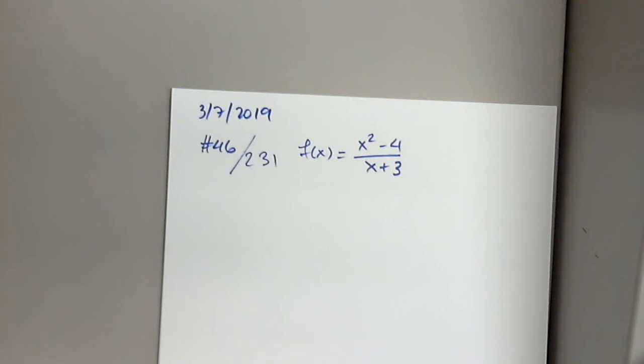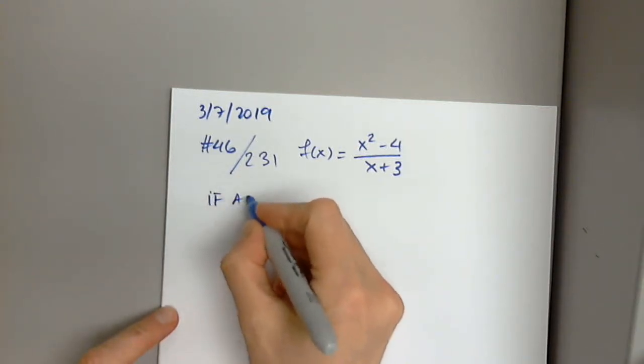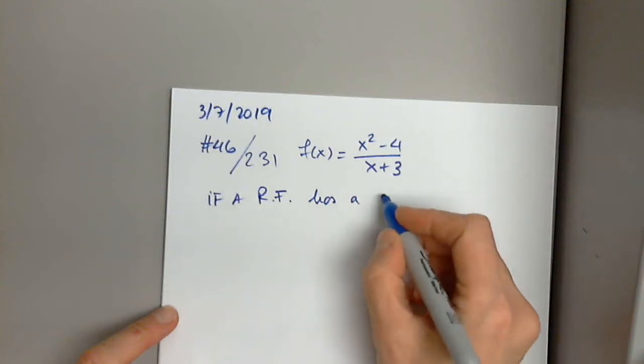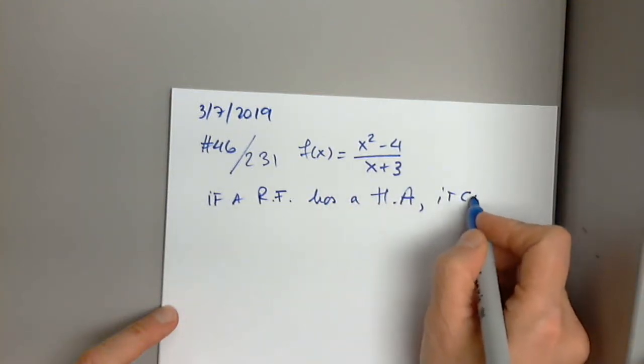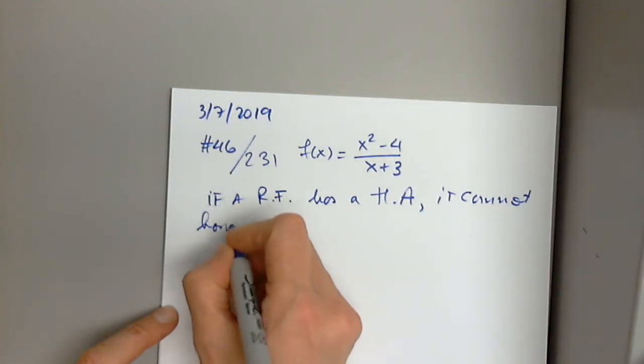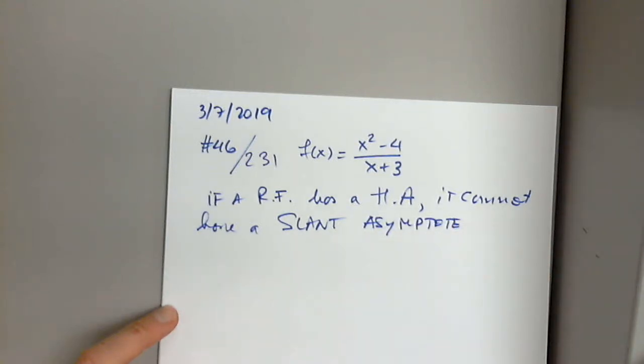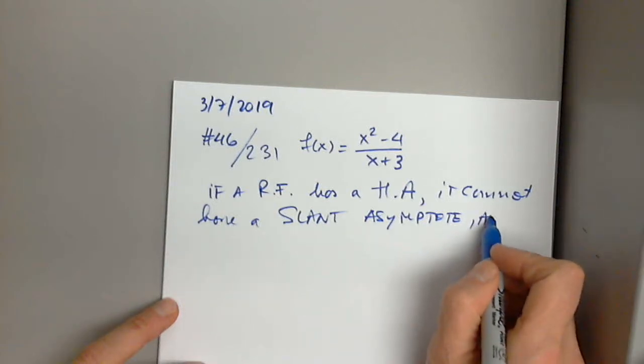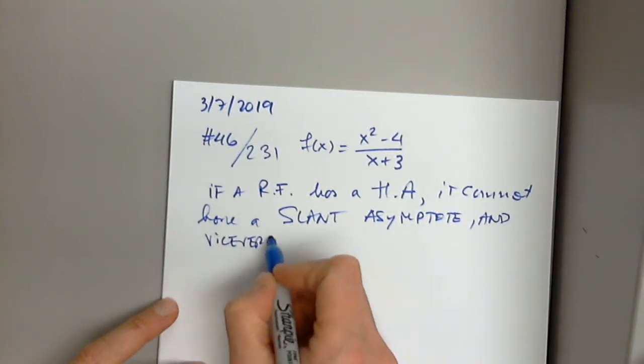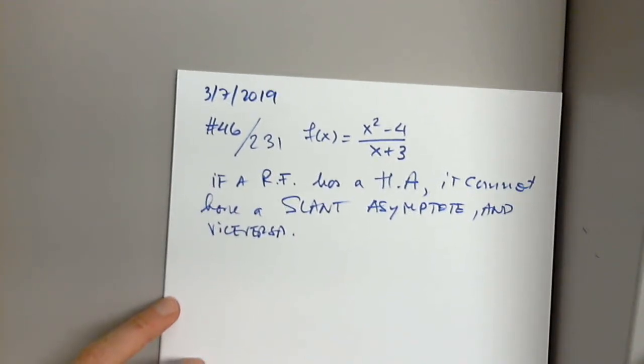A rational function cannot have a horizontal asymptote as well as slant. If it has horizontal, it cannot have slant. If it has slant, it will not have horizontal. And only one type of function has slant asymptotes. So first of all, if a rational function has a horizontal asymptote, it cannot have a slant asymptote, and vice versa. If it has slant, it cannot have horizontal.